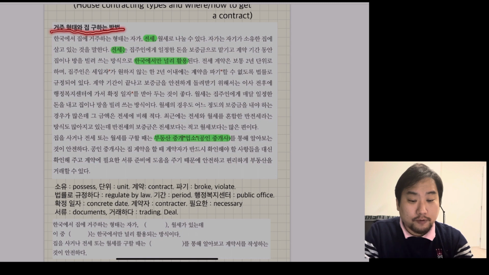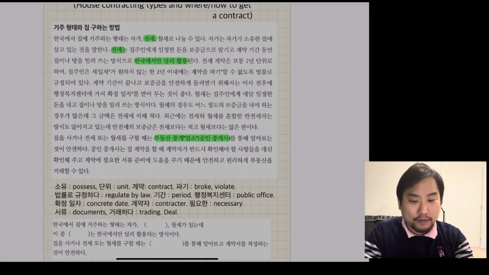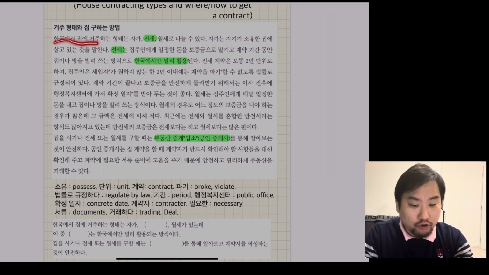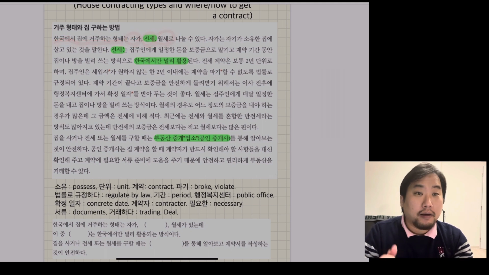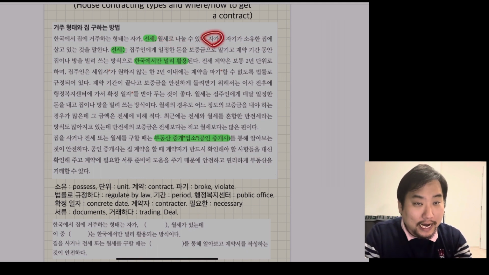거주 형태와 집 구하는 방법. Living types, it means the buying type, how you buy or how you rent. 한국에서는 집에 거주하는 형태가 자가, 전세, 월세. My own house, deposit, monthly pay can be separated into the three types. 자가는 자기가 소유한 집, 소유 is possess. So 자기가 소유한 집에 살고 있는 것을 말한다.